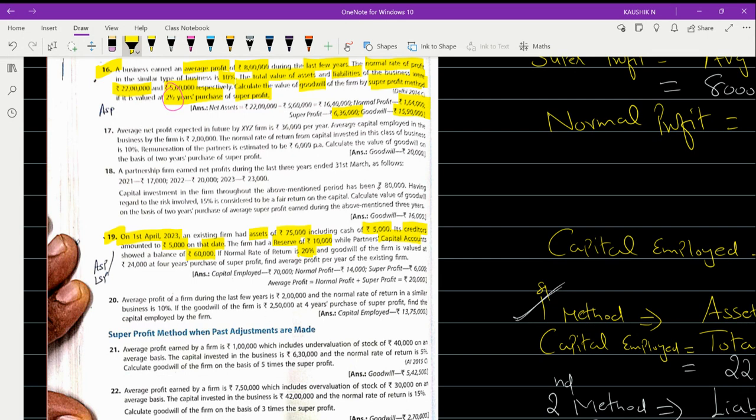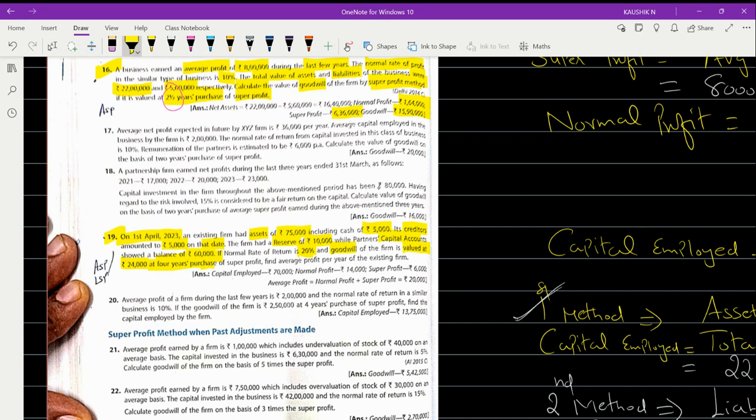NRR, sir. NRR is 20 percentage and goodwill of the firm is valued at rupees 24,000. So here they have given you the value of goodwill. இது வரைக்கும் உள்ள சம்ல நம்ம என்ன பண்றதா இருந்தோம், நம்ம தான் குட்வில்லை கண்டுபிடிக்கிறதா இருந்தோம். பட் இங்க என்ன ஆயிருக்கு, குட்வில் ஆஃப் த ஃபர்மே வேல்யூ பண்ணி கொடுத்தாங்க. It is 24,000. At how many years purchase?